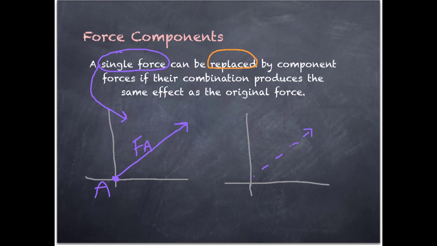So going back to our picture here on the right, a single force, this purple one, can be replaced by component forces if their combination produces the same effect as the original force. If we were to go to the right this length, we would call this the force at A in the x direction. And if we were then to go up, which we would call the force at A in the y direction, that would get us to the same location as in the original picture. This is the combination that produces the same effect.